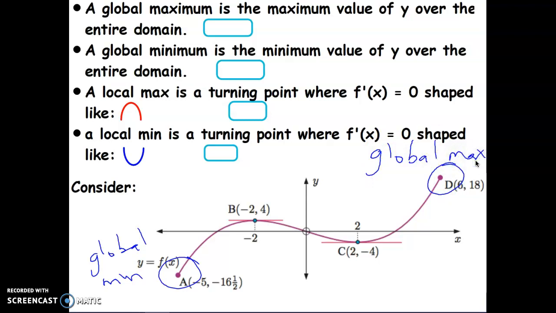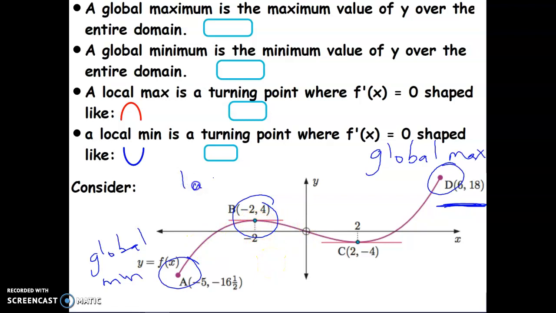Again, you can also hear that called an absolute minimum or an absolute maximum. All right, now look at this point right here. This point is the top of a hill. It's not as high as this point over here, but it's higher than any point in its little area. All of these points near it are lower. It's at the top of the hill.